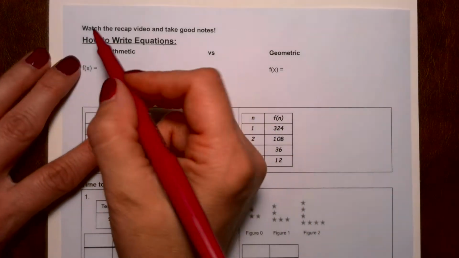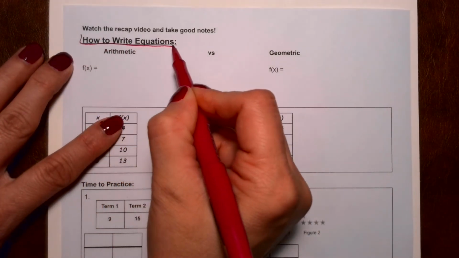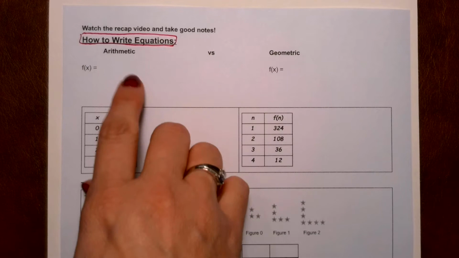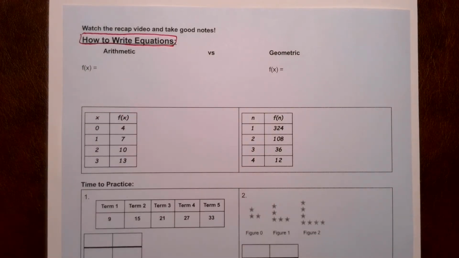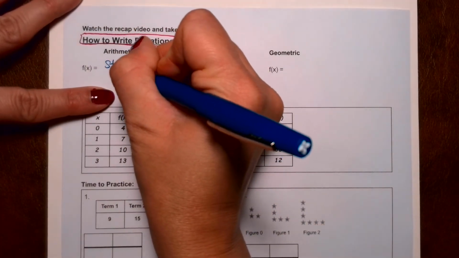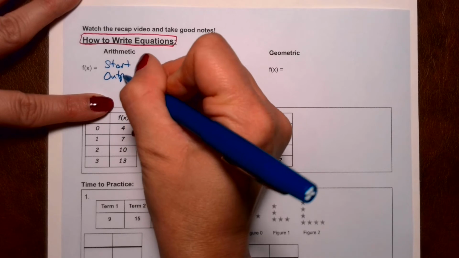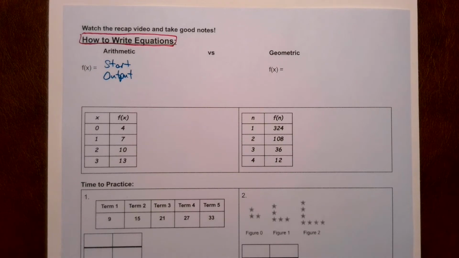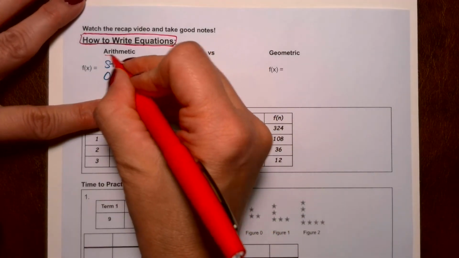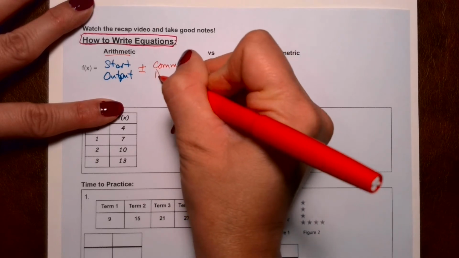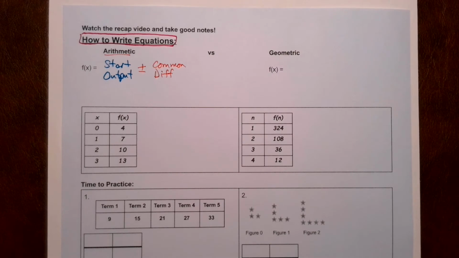Hi Math 1. This video is going to help you review how to write equations of arithmetic and geometric. The first one we're going to talk about is arithmetic. The way that you write the equation is you start with the starting output. After you have the starting output, you're going to put the pattern, or in this case, since it's arithmetic, plus or minus the common difference. Now you do the common difference several times.